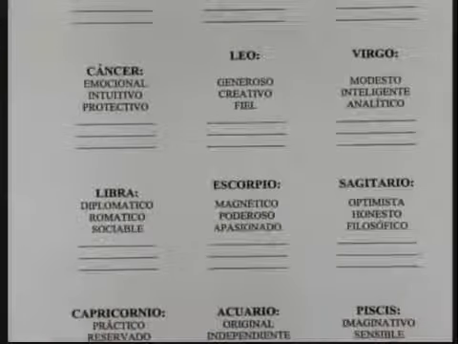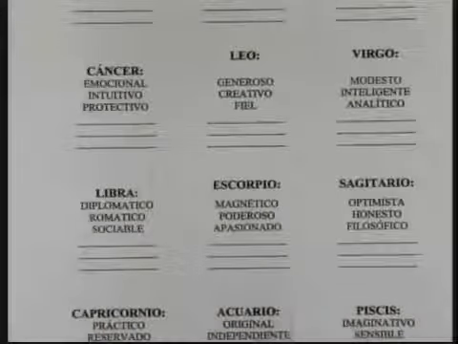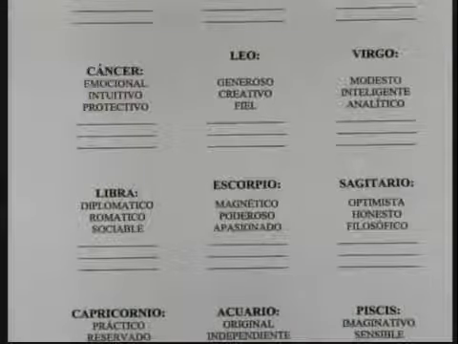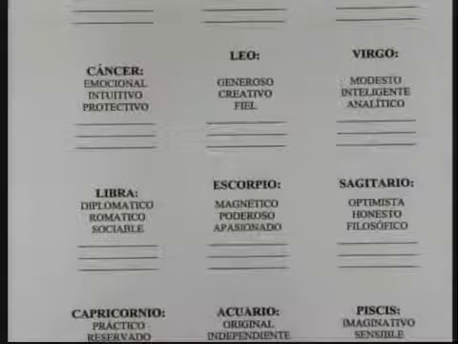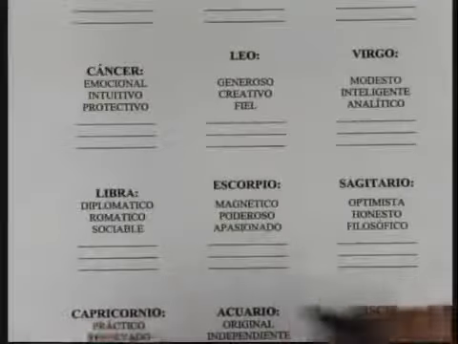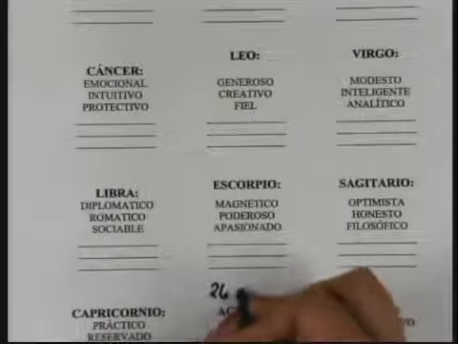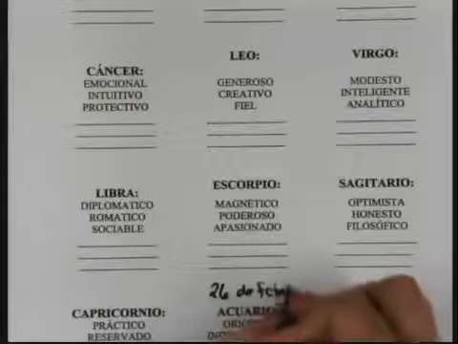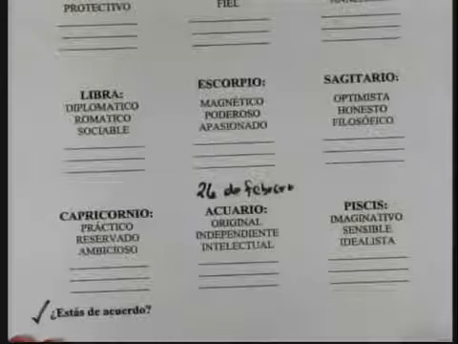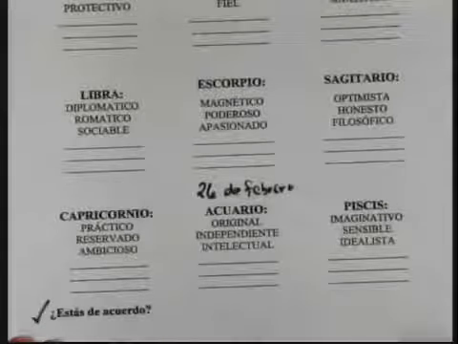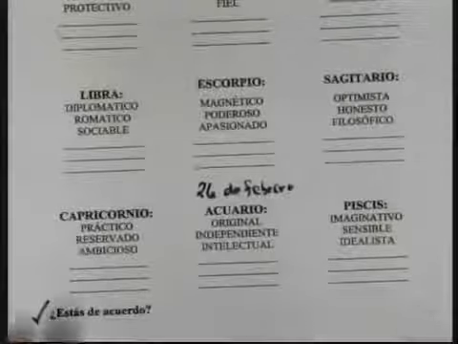Empecemos con Libra. Libra. Soy diplomática, romántica y sociable. Yo sí estoy de acuerdo. Estoy de acuerdo. El 26 de febrero, Acuario, el 26 de febrero es Acuario. Ok, Acuario, ¿eres original, independiente e intelectual? ¿Sí? ¿Estás de acuerdo? Muy bien.